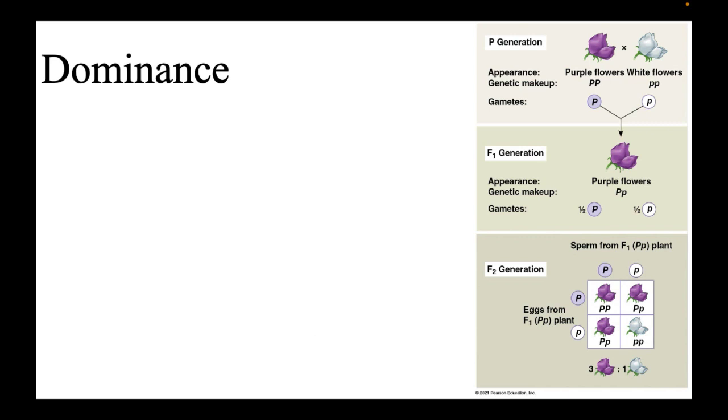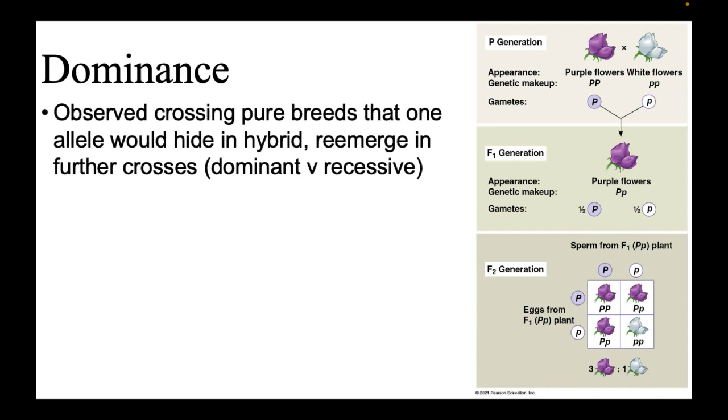With that, we can explain Mendel's little phenomenon that we call dominance. What he observed is you could take a pure breeding line. So if I were to take pure breeding purple and pure breeding white, and if I cross them, I'm going to get pure breeding purple. So here's my P generation. Here are my F1. I'm going to let the F1 mate with itself. And what I will get is purple flowers, but also some white ones.